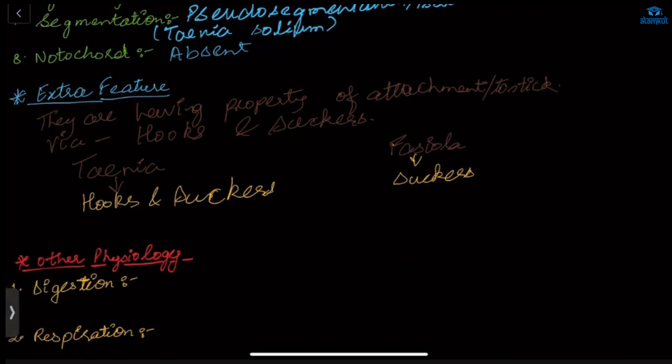Due to the presence of these hooks and suckers, their outer body becomes thick or tegmented, and due to this thick tegmented body, they cannot be easily destroyed. Due to this thickness, they are capable of absorbing nutrients into the body through suckers and hooks.